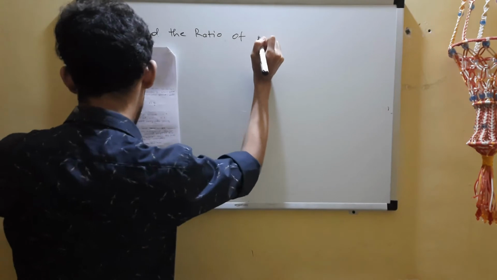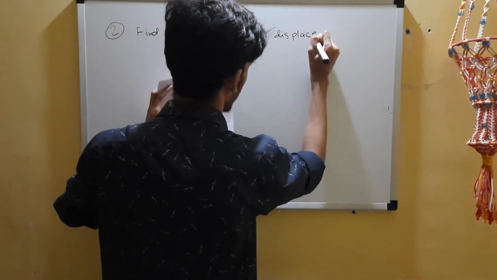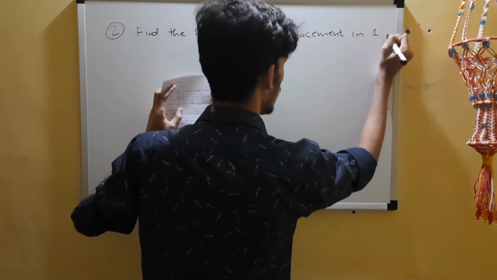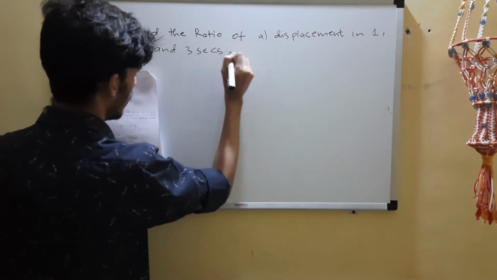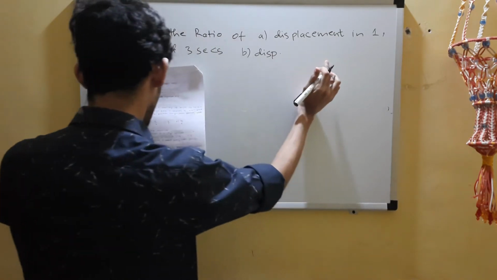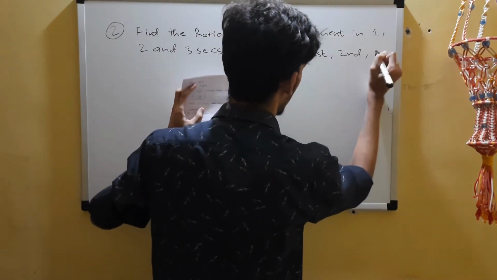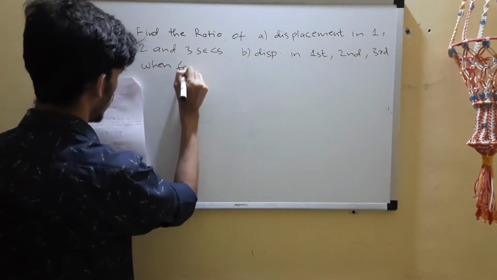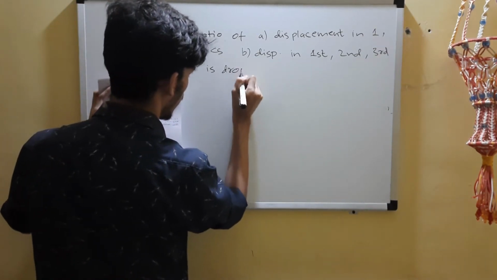Find the ratio of displacement. A is displacement in 1, 2 and 3 seconds, and B is displacement in first, second and third second. Now I hope you know the difference between these two. When a ball is dropped freely under gravity.